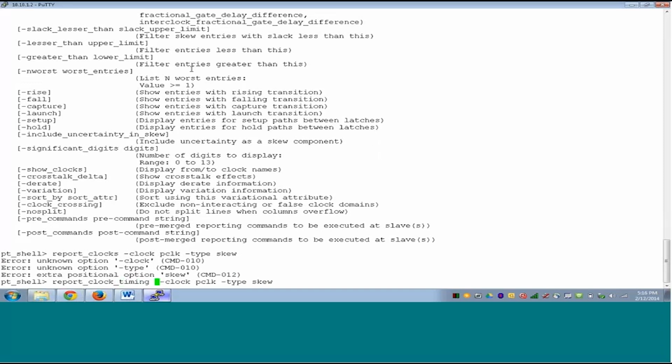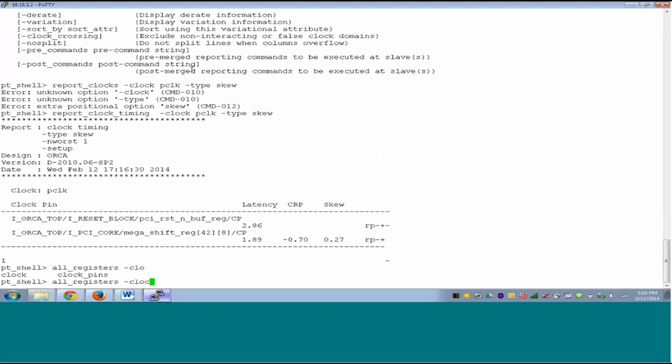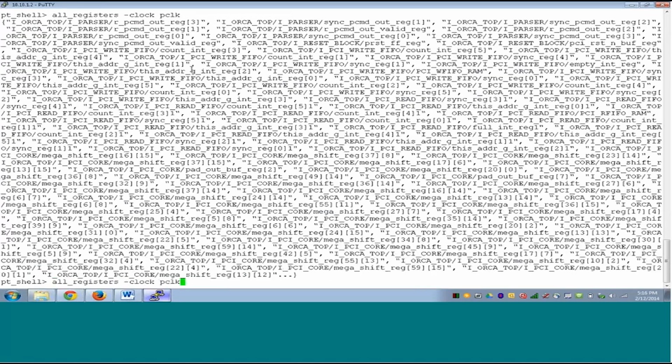Report clock timing minus clock PCLK type skew. Now it will tell us. Now there will be a bunch of registers driven by this clock. So how do I know this? I can do all registers minus clock PCLK. This is a command you can write to list down all the registers that are driven by PCLK.